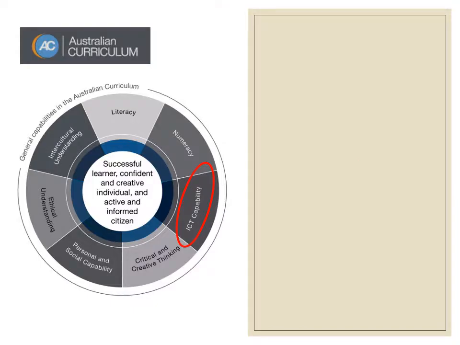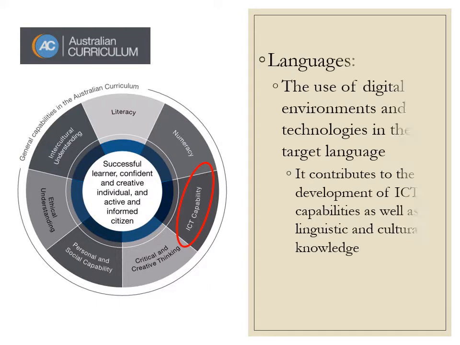In another policy initiative, the Australian curriculum, ICT is also one of the general capabilities that should be developed across all learning areas. It plays an important role in equipping young Australians to live and work successfully in the 21st century. When it comes to incorporating ICT capacity in language class, which is my KLA, the Australian curriculum encourages the use of digital environments and technologies in the target language. Accessing live target language environments and texts via digital media contributes to the development of ICT capabilities as well as linguistic and cultural knowledge. Meanwhile, it also can expand students' learning opportunities while their exposure to the target language is very limited during school time.